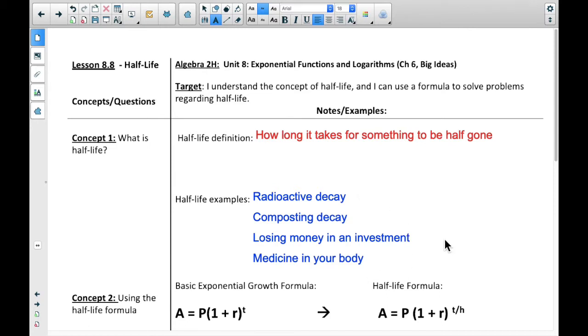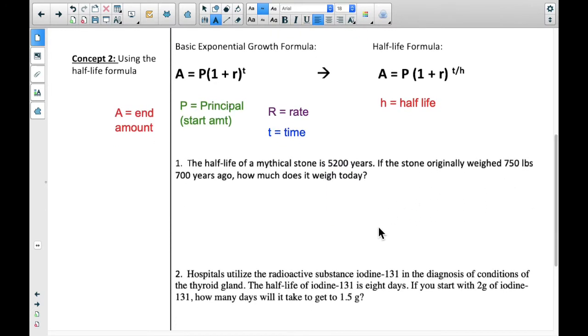Each of these has a certain formula or a certain number for how long it takes for that element to be halfway gone. And so if we look at some equations, this is the equation that we were using before. This is the half-life formula. You can see they are very similar.